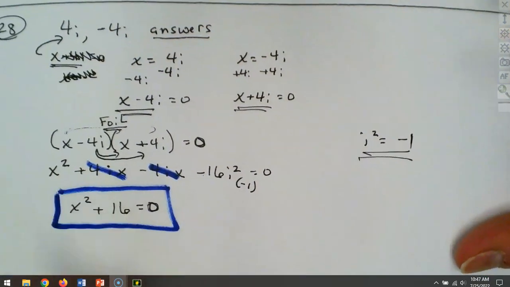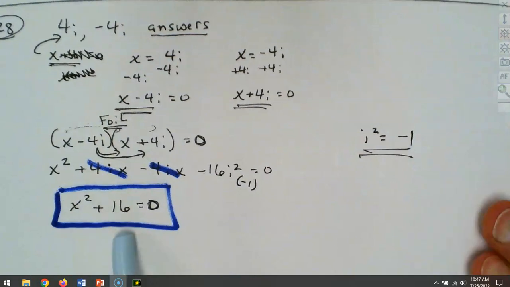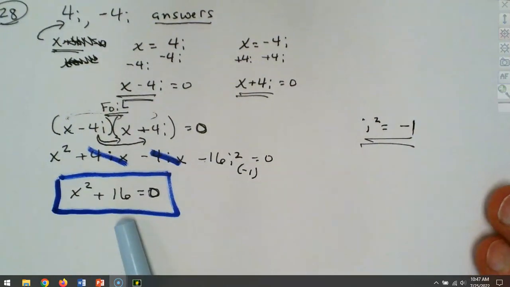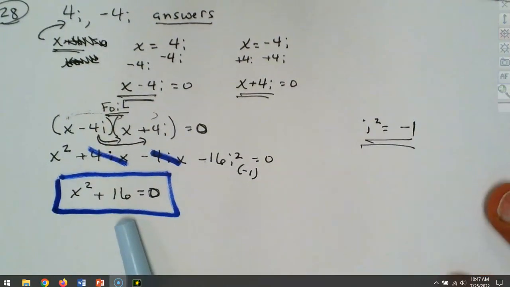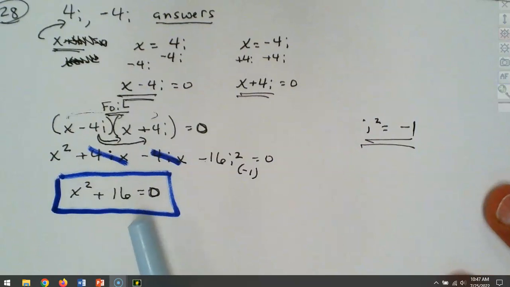So this is your original equation, because if I solve this, I get plus or minus 4i, right? Because if I move that 16 over, it becomes negative. And what's the square root of a negative 16? 4i, right? Plus or minus because of the square.